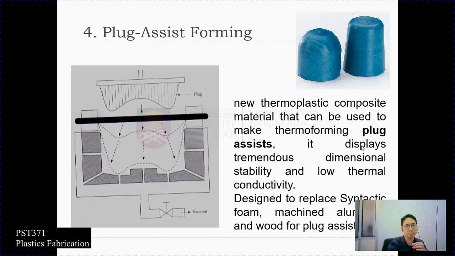Okay, teknik dia macam ni. Awak ada plug, okay, this is the plug, awak ada plastic sheet, so you panaskan plastic sheet tadi until it softens or sags, and then you push this plug. Previously pressure forming awak guna air, tapi untuk plug assist you use this plug, you push against the cavity itself. Although the plug will not push until it touches the cavity, you will use the vacuum pressure to push the plastic sheet further against the mold cavity. Okay, this is the technique lah.